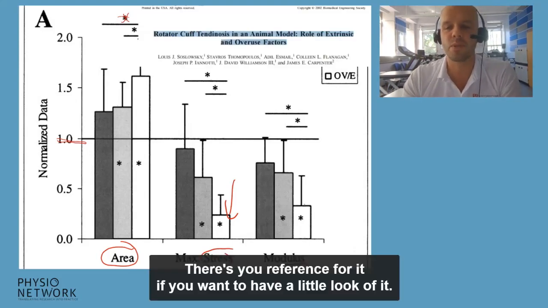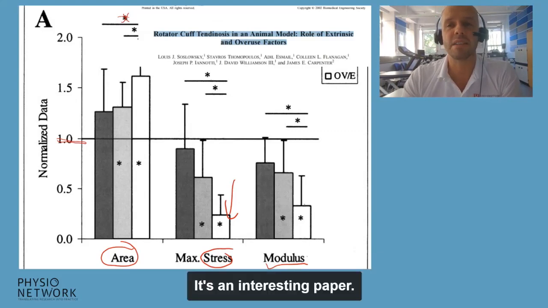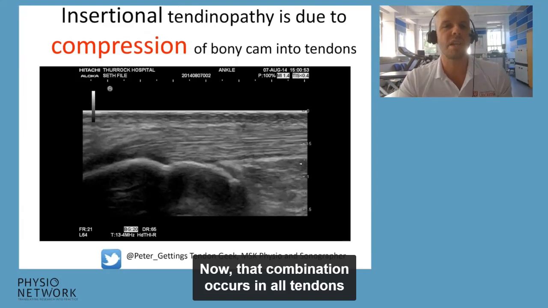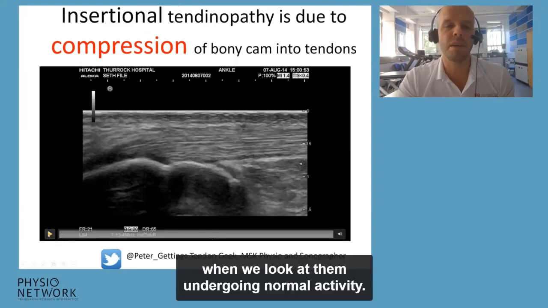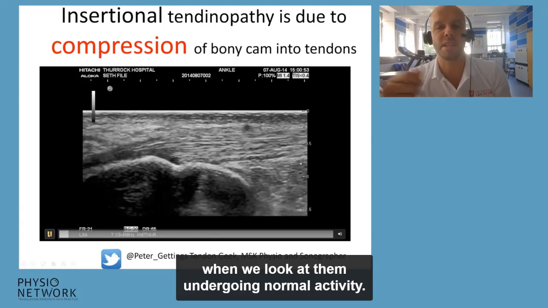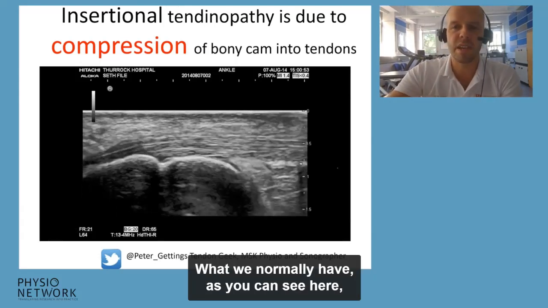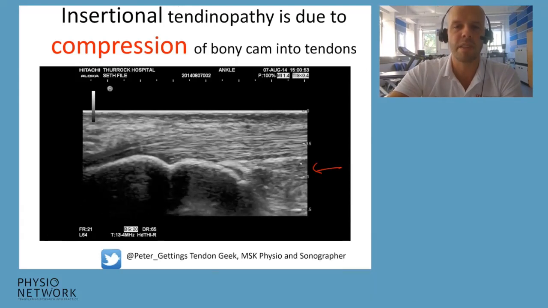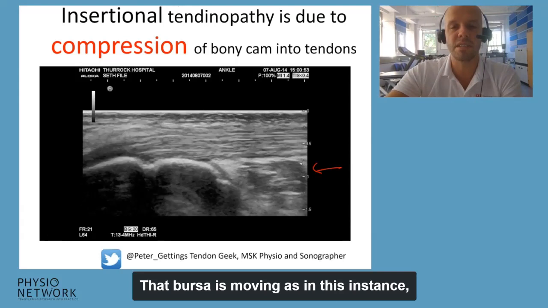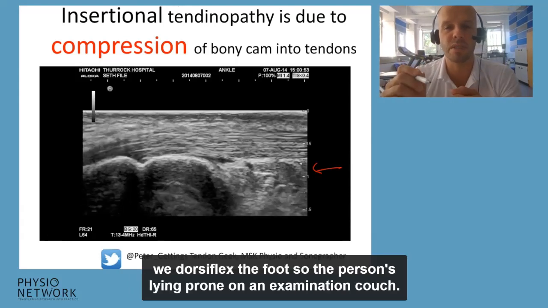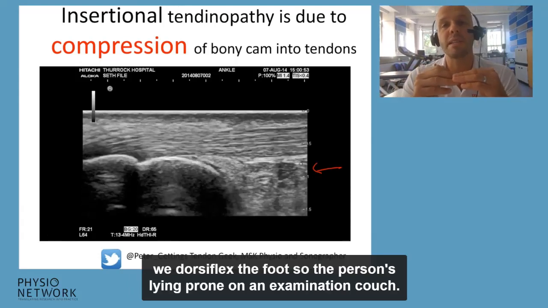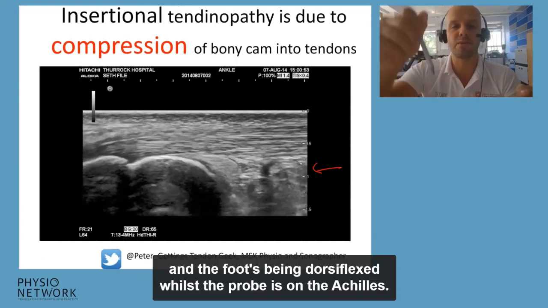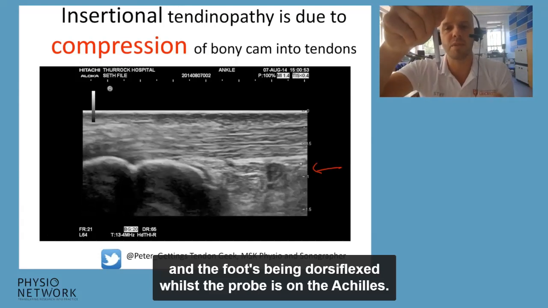There's your reference for it if you want to have a little look. It's an interesting paper, so do have a read. Now, that combination occurs in all tendons when we look at them undergoing normal activity. What we normally have, as you can see here, is a little bursa that's just moving in this zone. That bursa's moving, as in this instance, that we dorsiflex the foot. So the person's lying prone on an examination couch. Their heel is over the end of the bed, and their foot's being dorsiflexed whilst the probe's on the Achilles.